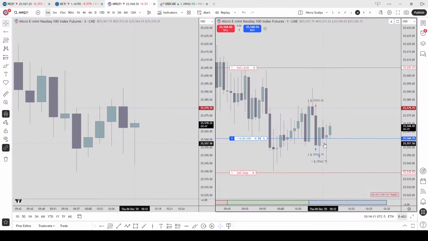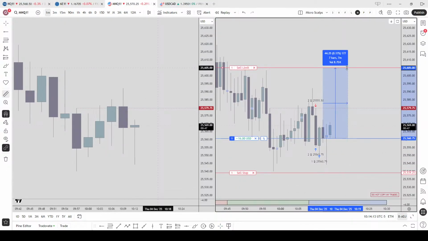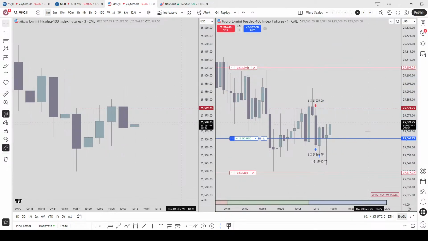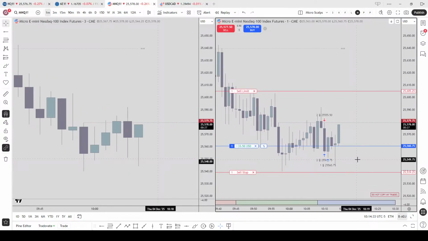How many points is this? About $80. My initial loss was $50, so right here it would be netting me plus $30. This is why I don't like to trade the micros. It's so much easier if you can just look at one chart instead of having to switch around.